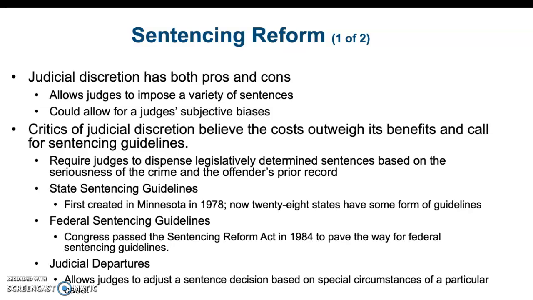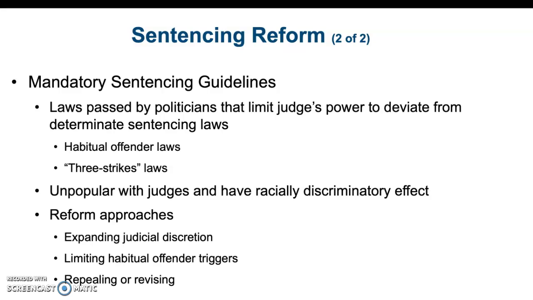It allows judges to impose a variety of sentences, which goes back to that sentencing disparity based on specific cases. So the critics of judicial discretion believe the costs outweigh the benefits and call for sentencing guidelines. That's where the legislature has predetermined sentences for certain crimes, basically turned into mandatory guidelines that take away from the discretion of the judge, like three strikes or habitual offenders. And what that's done is made jail overcrowding.